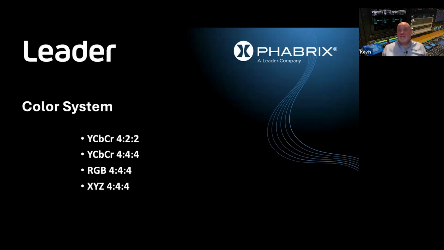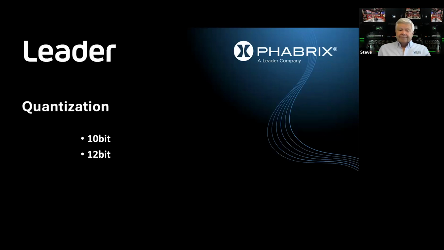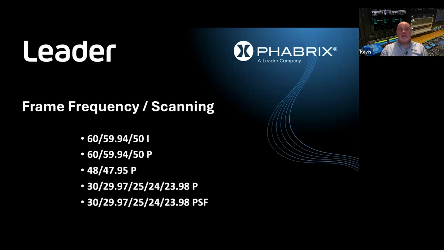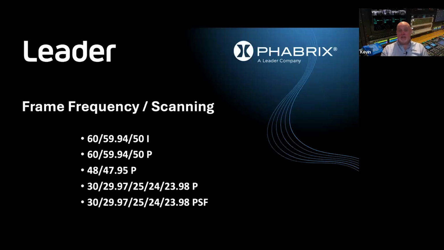Color systems. Were you supposed to deliver it in 422, or is it master quality and you're supposed to be delivering this thing in RGB 444? And you mess up. Bit depth. Yeah, 10-bit, 12-bit. It's never ending. And as you've alluded to as well, you've got frame rates and the scanning. Yes. And these are probably just the most common ones that are used.